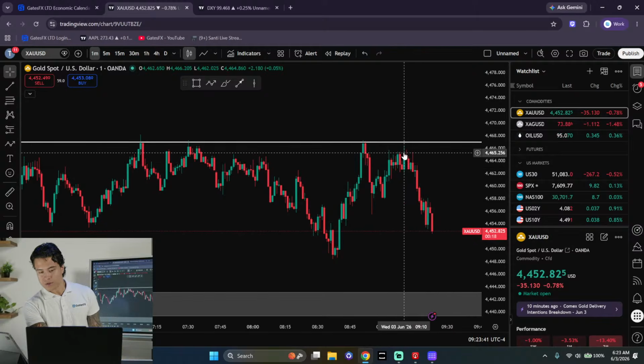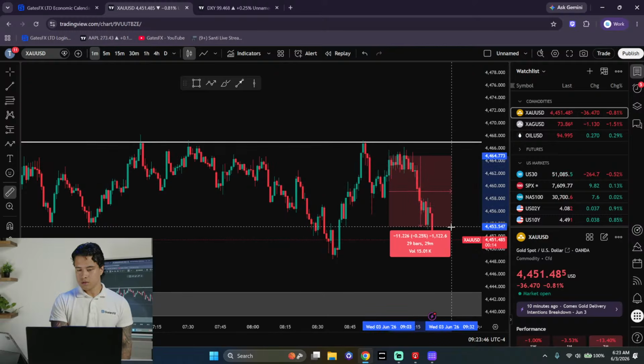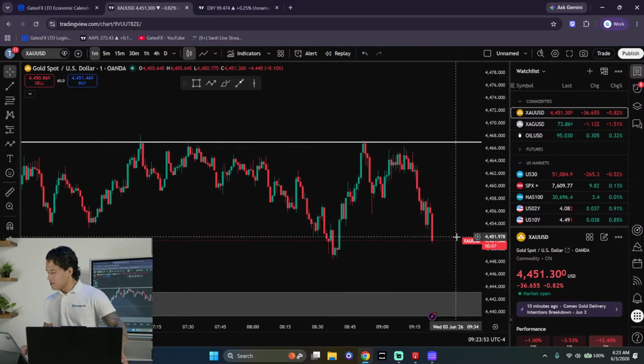Gold is giving us that move. This is over 150 pips right here off of those highs. Or 130 pips, my bad. Already signed up, okay, cool. Hopefully I'm answering the same question.